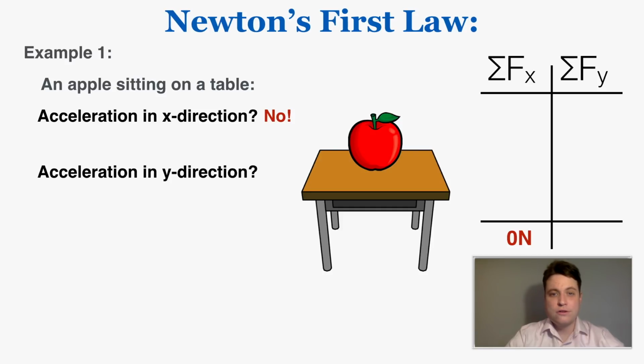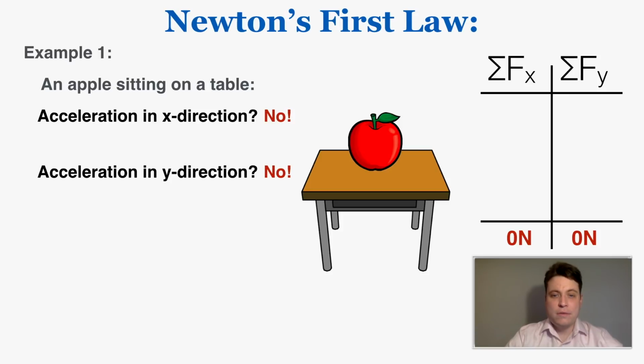If there's no acceleration, there's no net force, and if there's no net force, there's no acceleration. And there's no acceleration in the y direction. It's not getting any faster or slower in the up-down direction. So that means that the net force in the y direction is also zero. So that's how we use Newton's first law to solve problems.